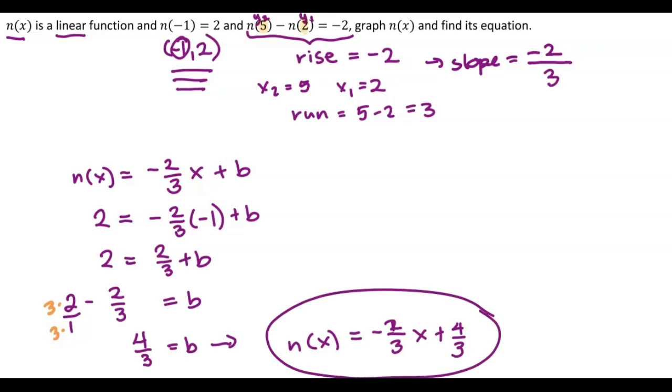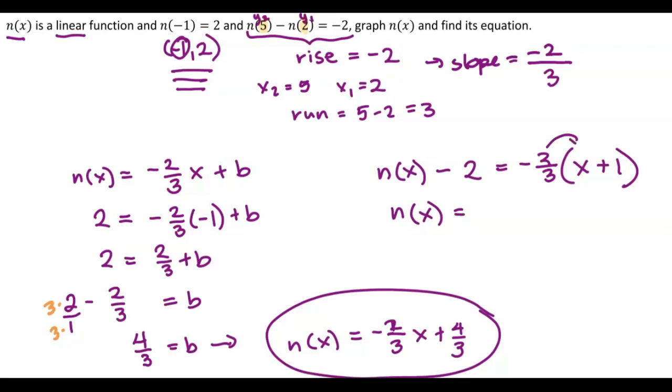For anyone who wants to play around with point slope form, the difference there is you'd have n of x minus your y value, which is 2, equals your slope, negative 2/3, times x minus your x value, which is -1. So x minus -1 is x plus 1. So that's how it would work with point slope form. You just plug your y in on the left, your x in on the right, being really careful with the minuses. Okay, and then we would have a little bit of work to solve. So I think it ends up being about the same amount of work.